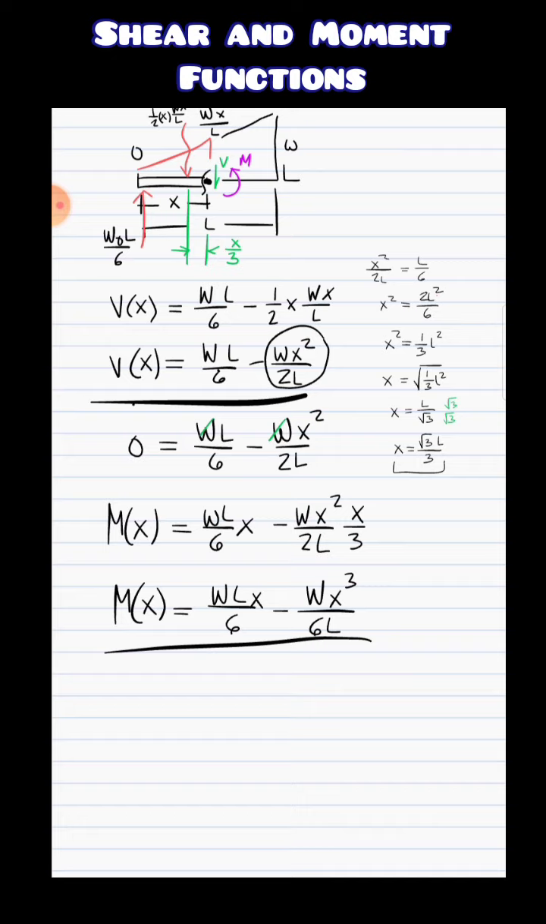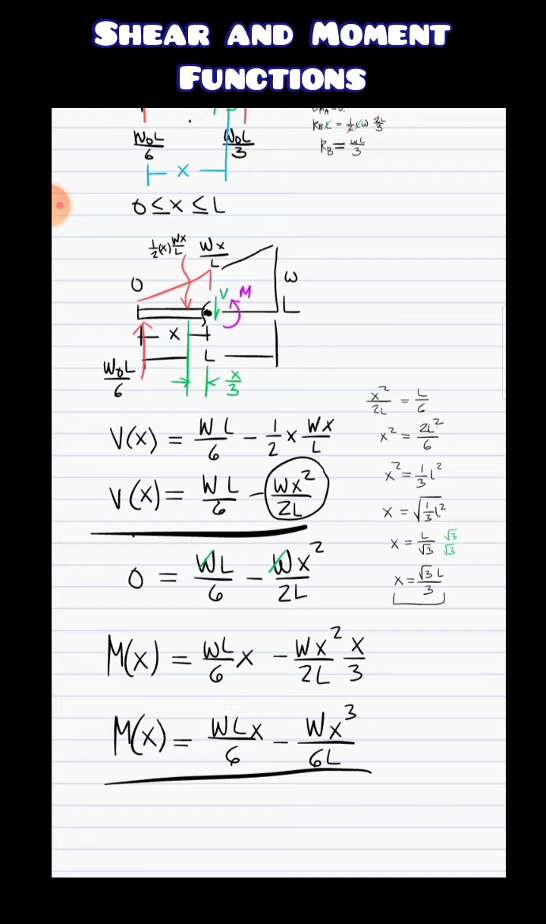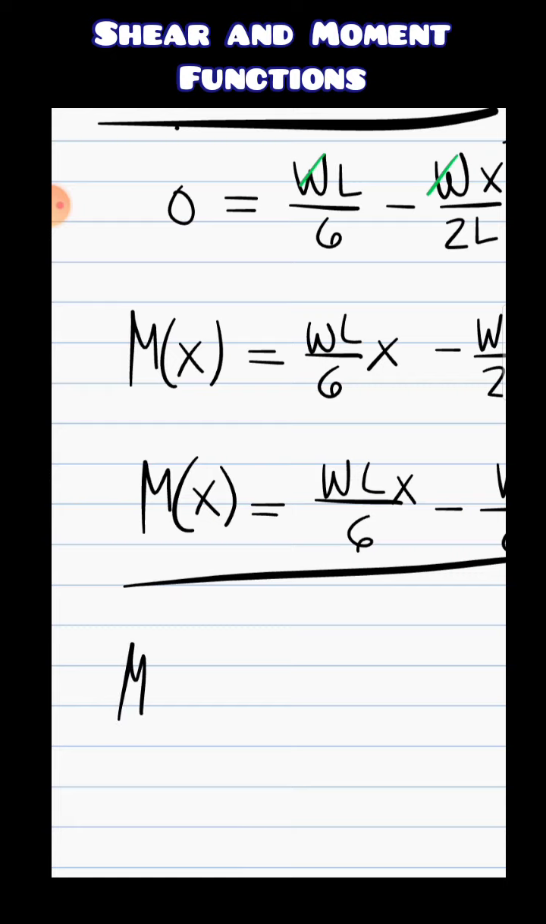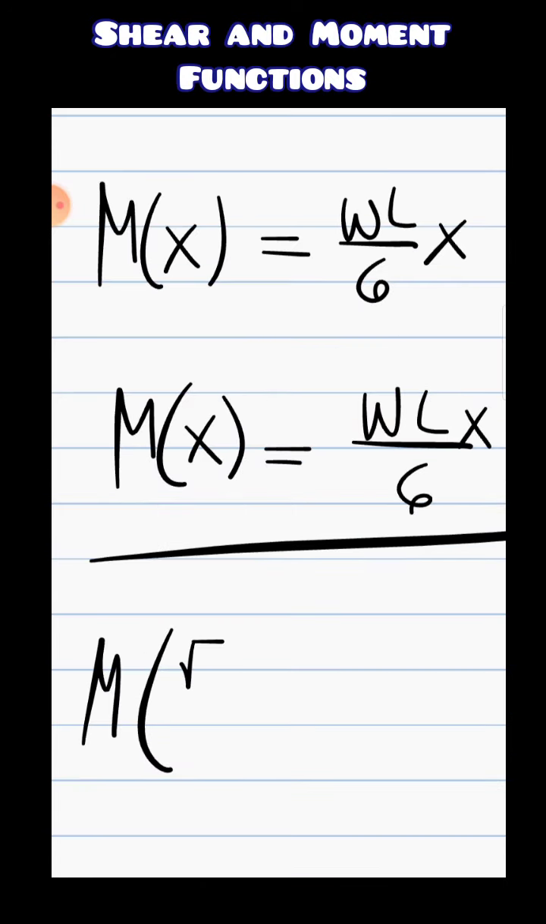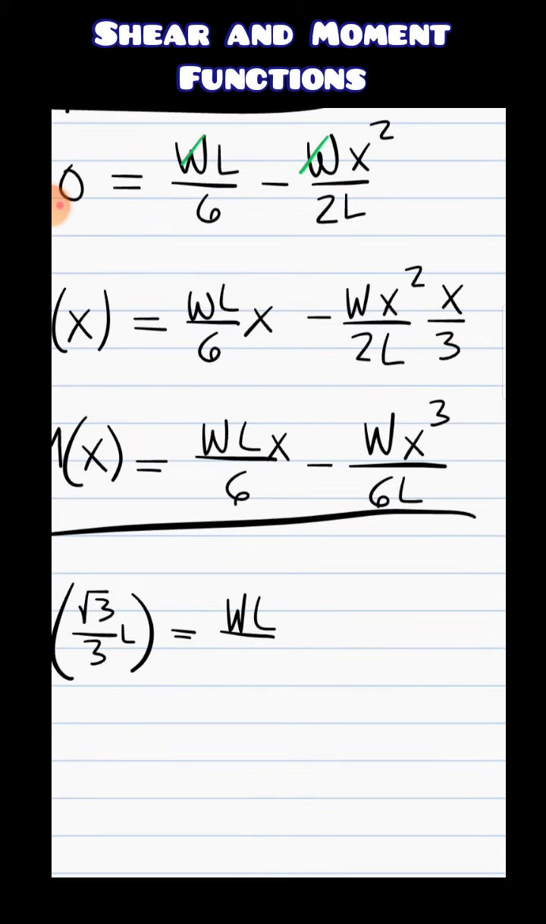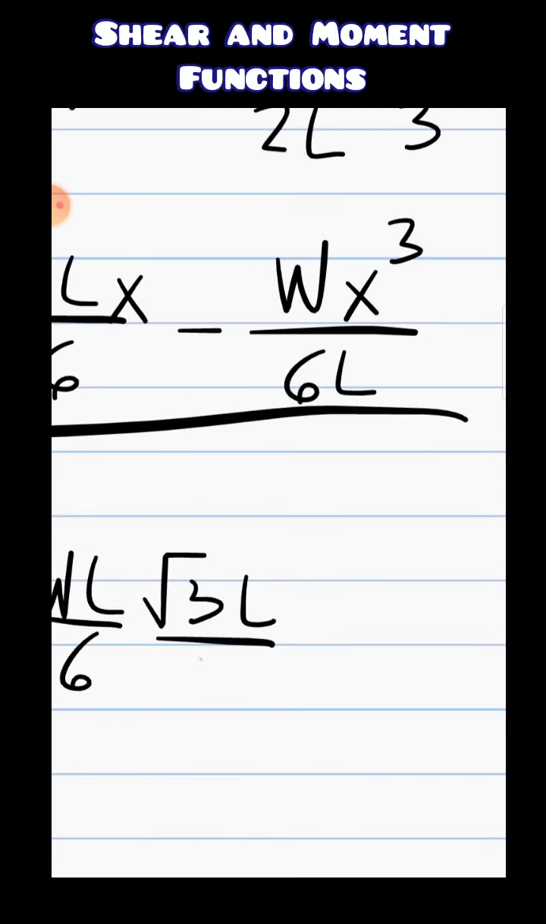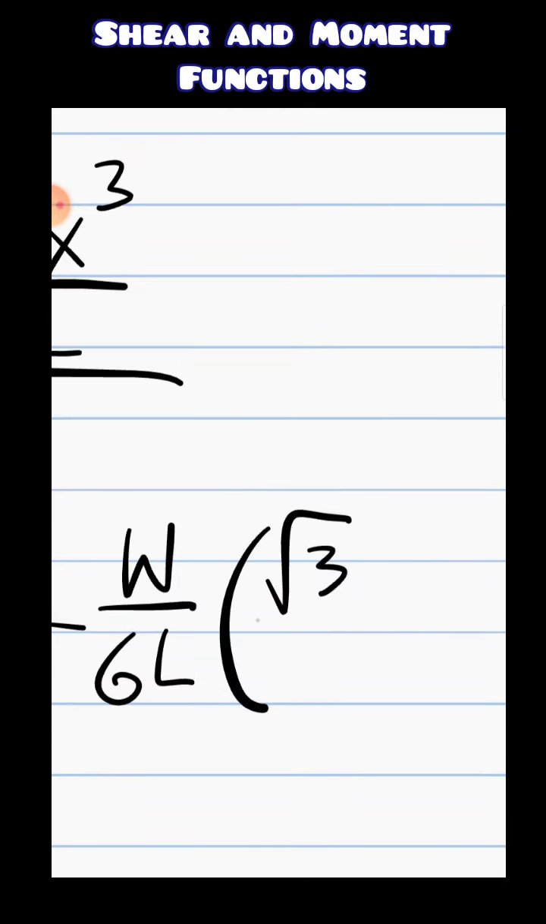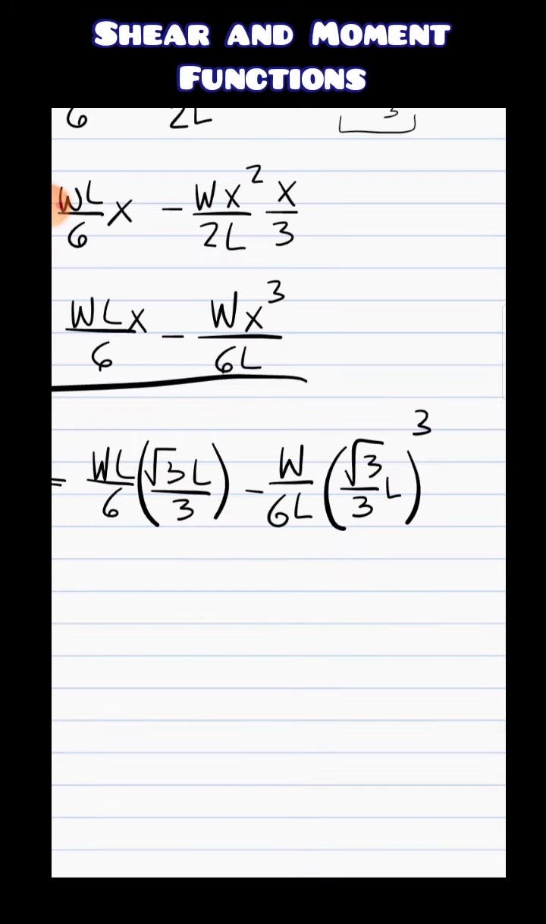Now if we want to find the magnitude of the maximum moment present in the beam due to the loads, you just have to substitute this value, the location, into our moment function, and the result will be the maximum. So M at x equal to square root of 3 over 3 L would give us WL over 6 times square root of 3 L over 3, minus W over 6L times square root of 3 L over 3 raised to the third power.